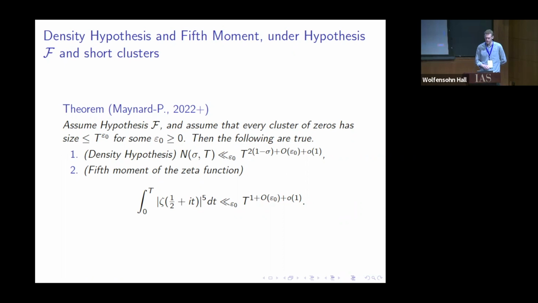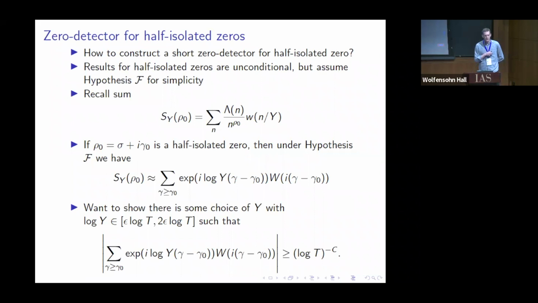Okay, so let's talk about some of the ideas in the proofs. What are the ingredients that go into this? In particular, how do you get this short zero detecting polynomial for a half-isolated zero? Because this is really the spark that ignites everything. Our work is unconditional in our paper. Just for the sake of simplicity here, I'll assume hypothesis F, where everything is on lines and is kind of nice. Okay, so recall this zero detecting polynomial from before, this S_Y.